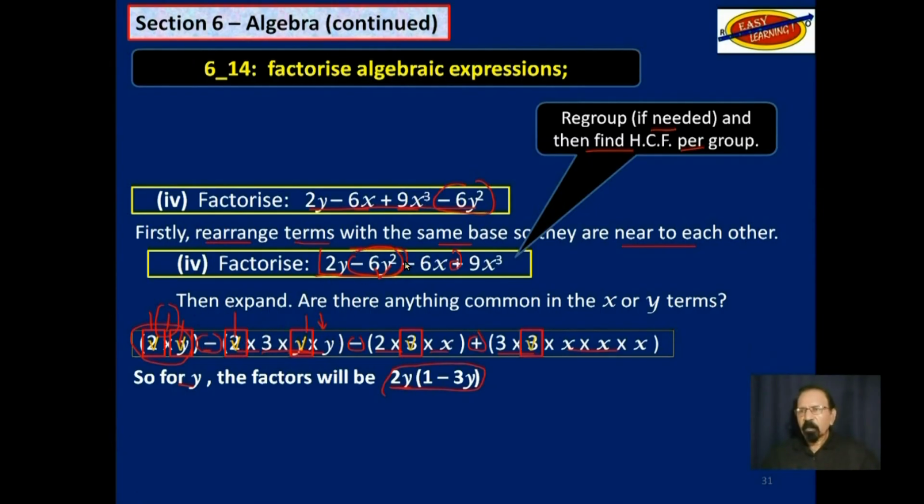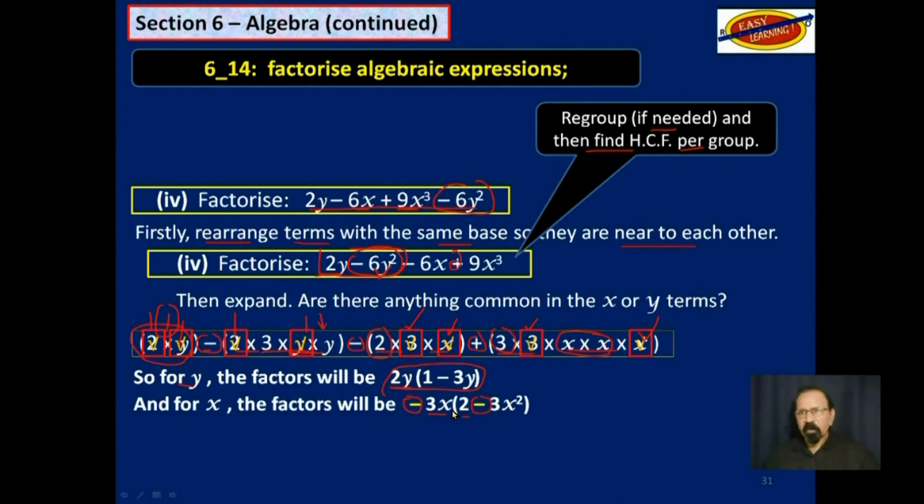Let's look at the x. We can get a 3 here and a 3 there. We can get an x there and an x there. And that's about it. So what can we extract? Now be careful here. We can extract a 3x, and that will leave us with 2, that's this 2, plus a 3x squared. But you need to be very careful with these signs here.